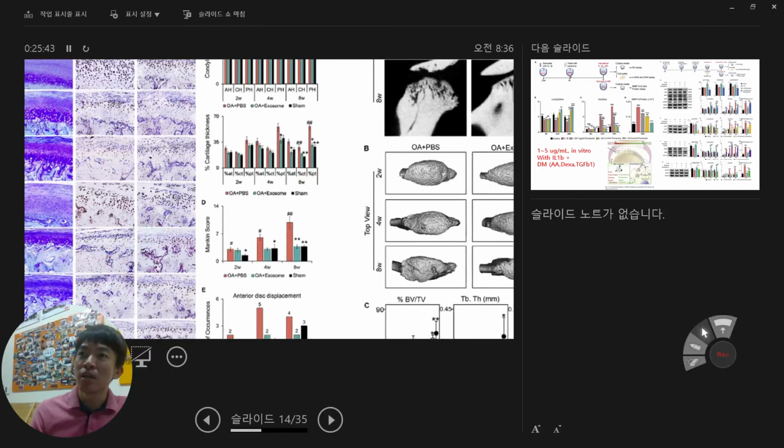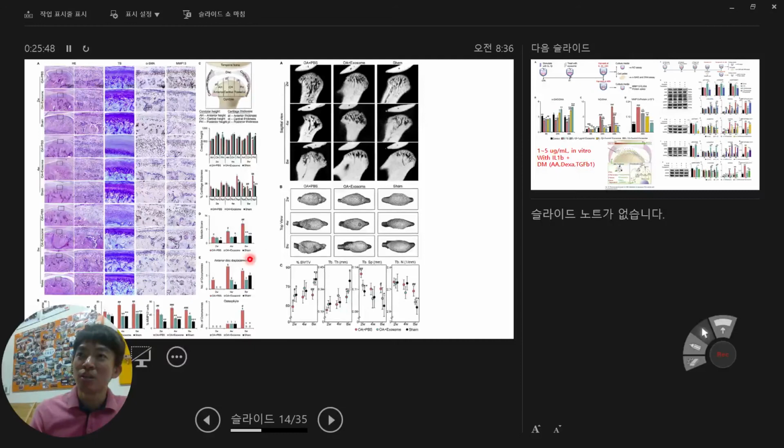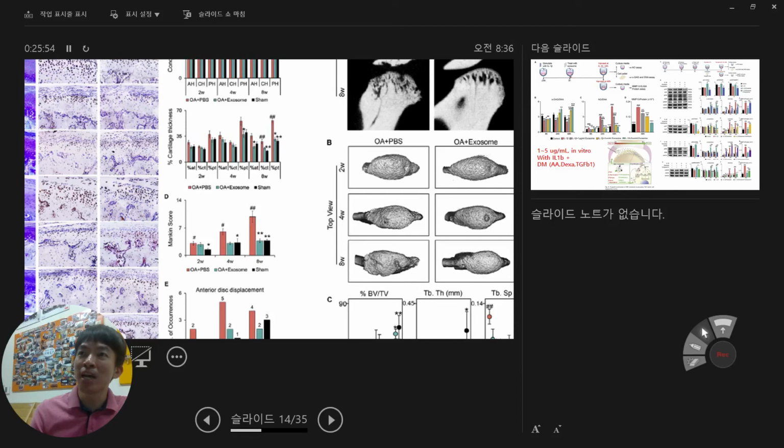And this marking score, maybe Dr. Handema is already doing this marking scoring. So from all the parameters, they said the exosome OA group is better than the others for all parameters.